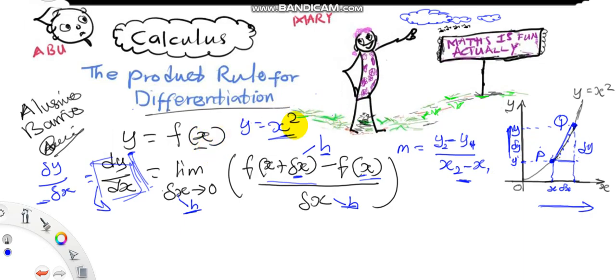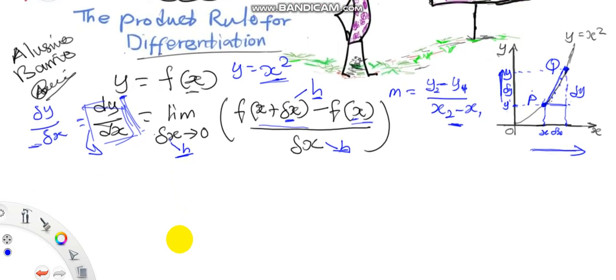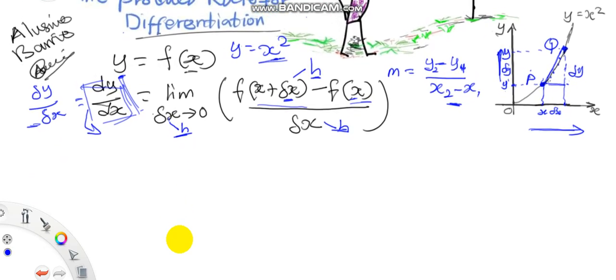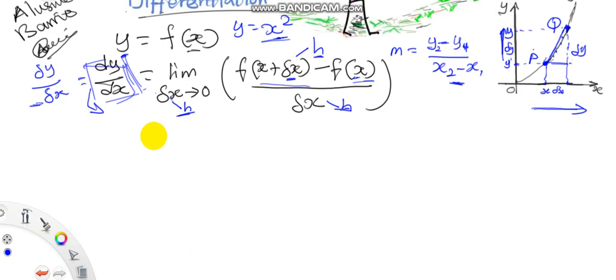Of course we looked at other methods for finding this. This we found was cumbersome. Many people find it difficult. So instead, what we do is we look for techniques. So that's why we have techniques such as the product rule.